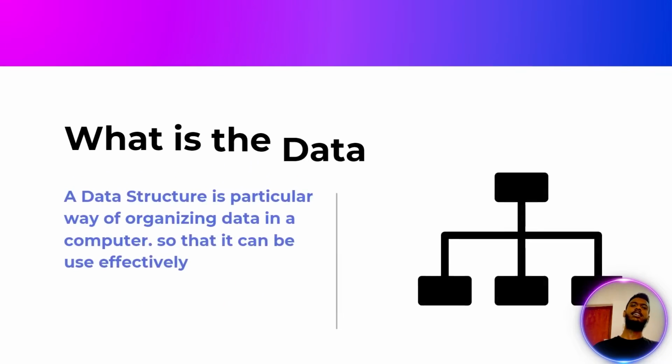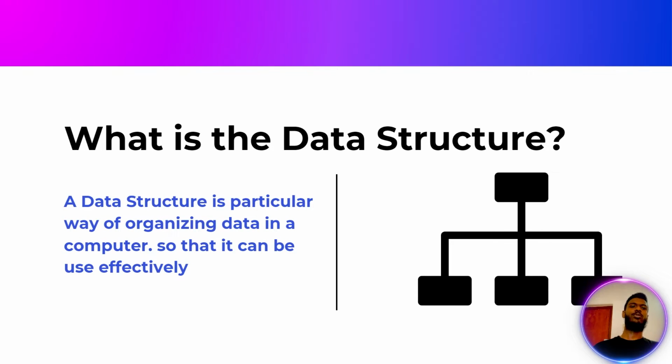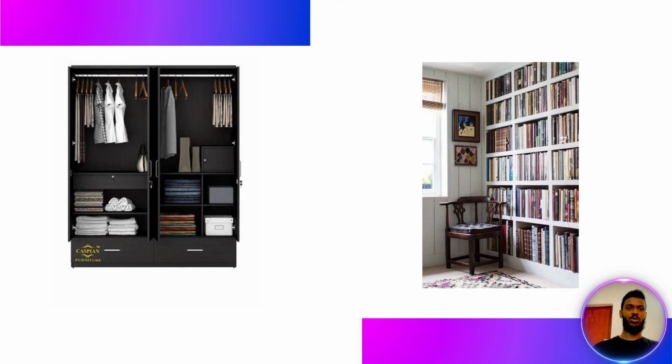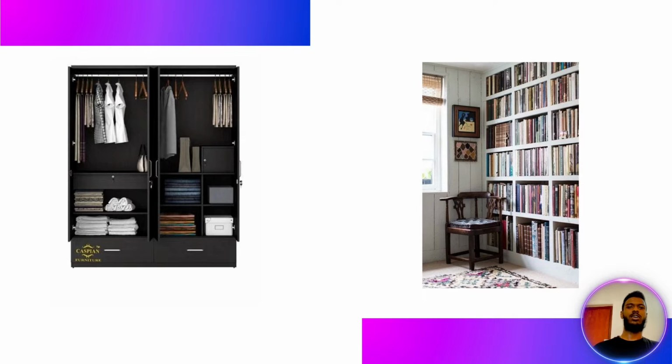A data structure is a particular way of organizing data in a computer so that it can be used effectively. I will explain it with a simple example. Think about your wardrobe. If you have a lot of clothes in the closet, it may be difficult for you to find the clothes you want. But imagine how easy it would be to find your clothes if you divided the closet into sections and stored them in an orderly manner.